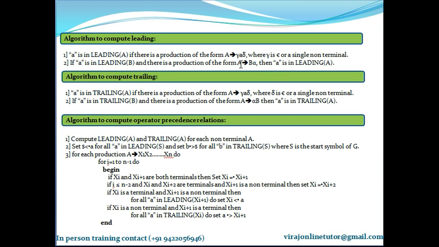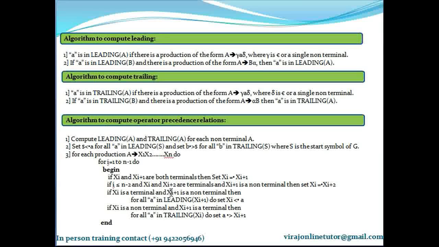So this is the algorithm for leading, which we already have seen. Look out for gamma A delta, where gamma is epsilon or a single non-terminal. If that's the case, place small a into leading of the left hand side. The second rule for leading computation is, if a production starts with a non-terminal, whatever is in the leading of that non-terminal, put it in leading of the left hand side. The algorithm for trailing is, look out for gamma A delta, where delta is epsilon or a single non-terminal. If that's the case, put small a into trailing of the left hand side. And look out for productions which are ending with a non-terminal. Whatever is in the trailing of this ending non-terminal, put it in trailing of the left hand side.